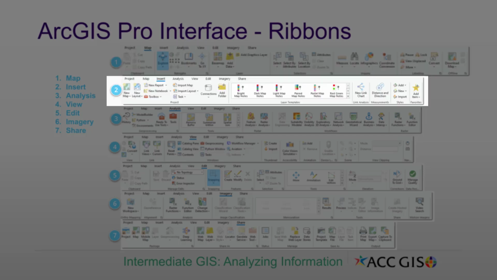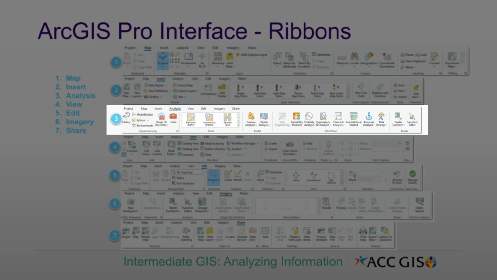The insert ribbon includes buttons that allow you to work with the project, including, for example, creating new maps and new layouts and adding a new folder, and that allow you to add layer templates. I don't use these too much, but they're basically markup layers if you wanted to mark up a map. And then there's some additional functionality as well. The analysis ribbon is going to be really the heart of what we're going to be working with here in the intermediate GIS class. That's where all the analysis occurs, and we're going to use most of the tools that you see listed on the analysis ribbon.